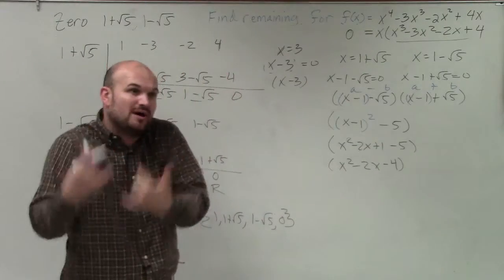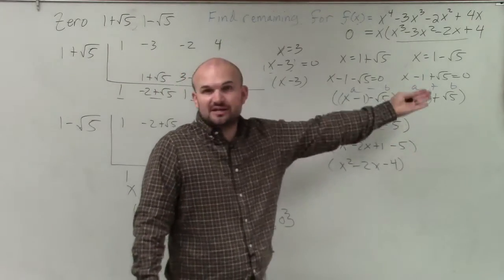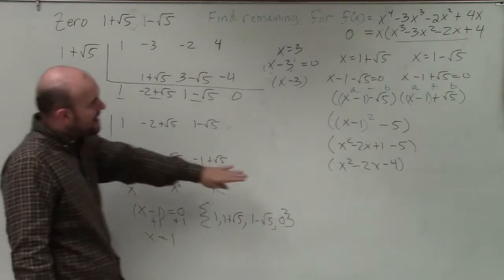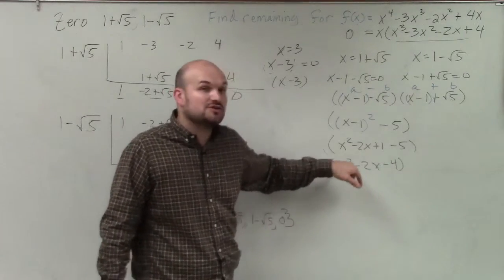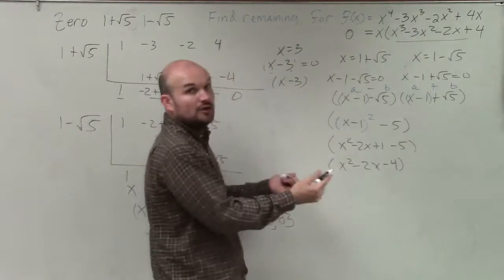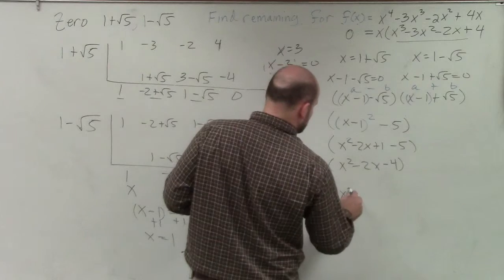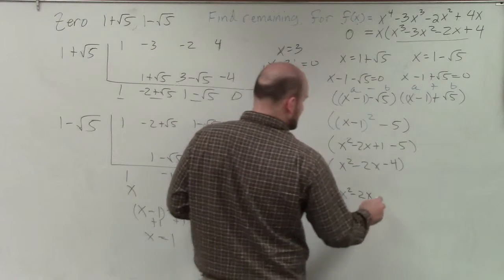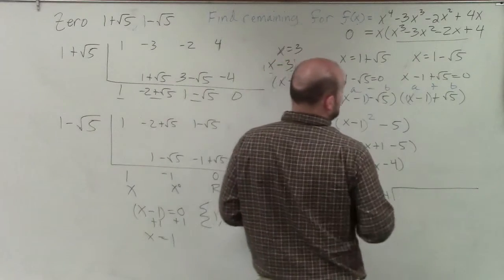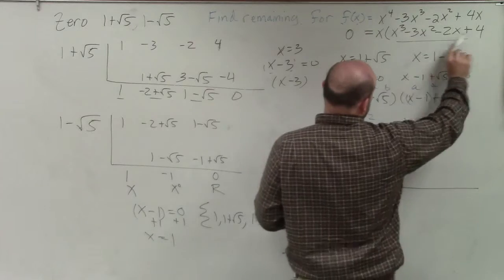And if I know what one factor is, I can use division to find the other factors. But when you have a factor that's to a power larger than 1, you have to use long division. So again, this is the other way to do the problem without doing synthetic division. So x squared minus 2x minus 4 is going to evenly divide into my original polynomial.